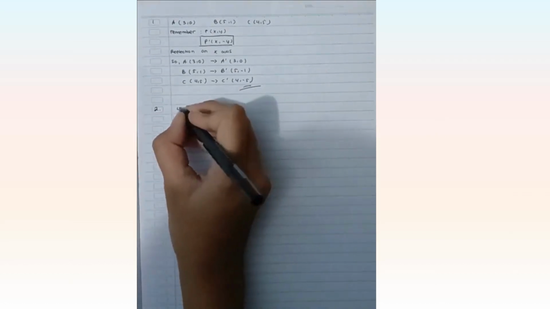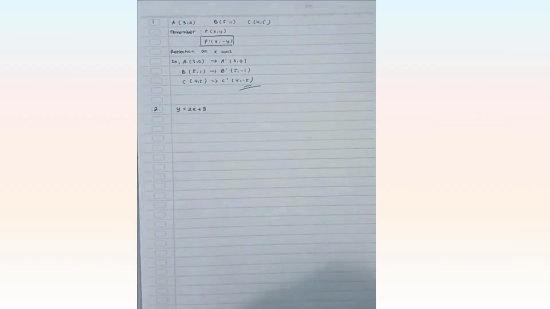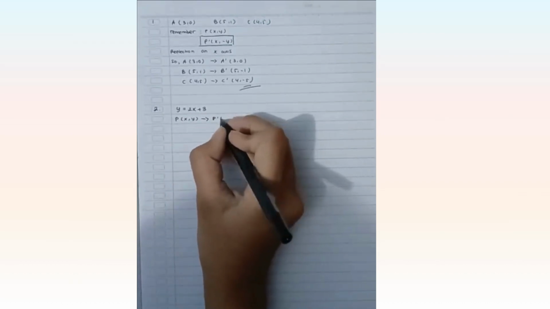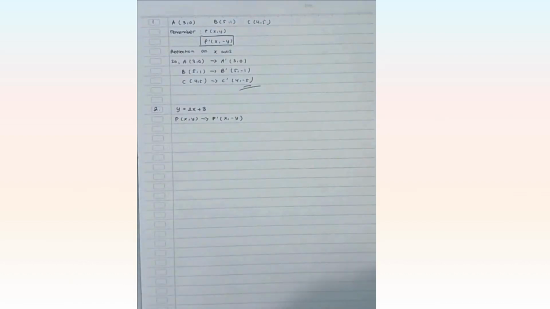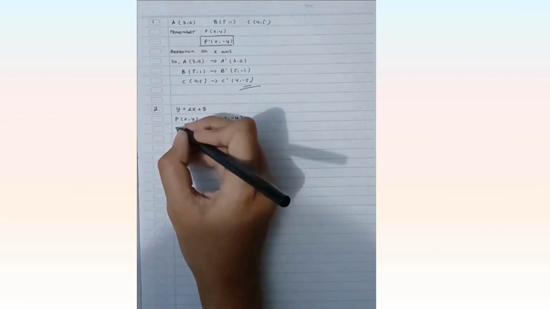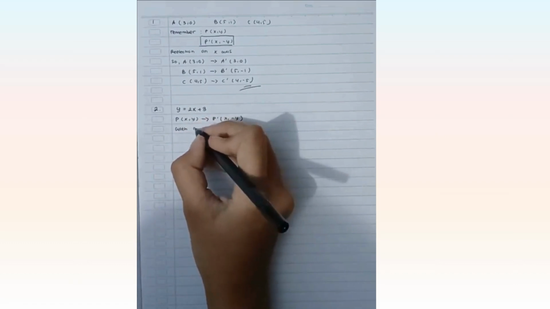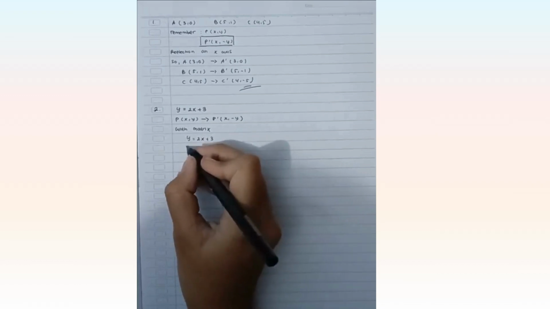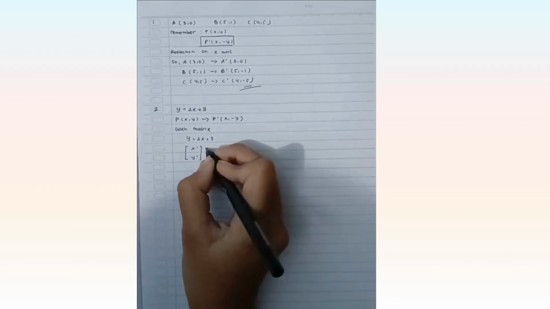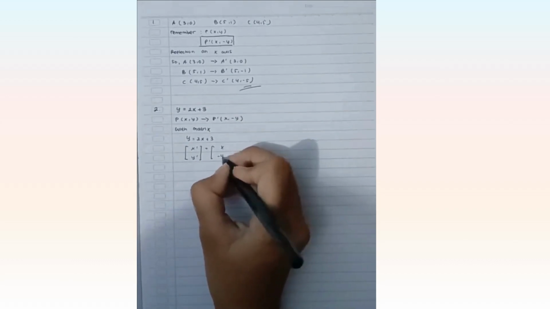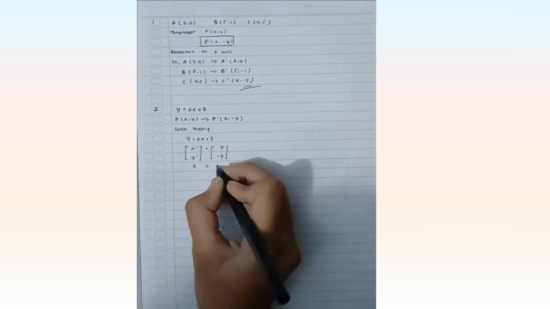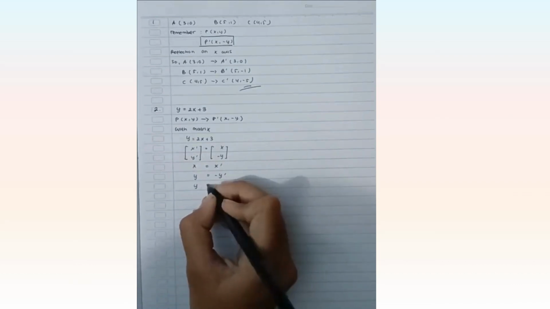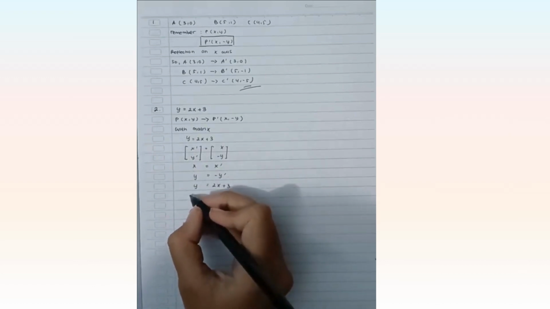Next, number 2, determine the result of reflection of y equals x plus 3 when reflected on the y-axis. In fact, we can use the direct method like number 1. But for number 2 and 3, we will try the matrix method. From the matrix, we know that x equals minus x' and y equals y'. And then we substitute it into y equals x plus 3.